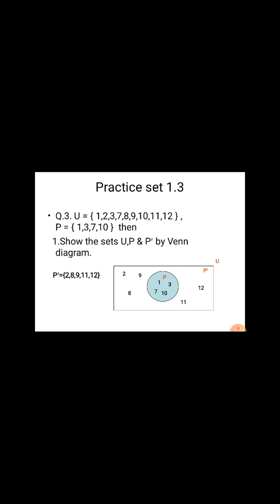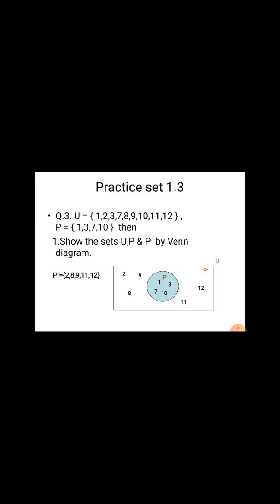P dash means it is the complement of P, and complement of P means the set of all elements in U which are not in set P is called the complement of P. The set of all elements in U which are not in set P is called the complement of P.